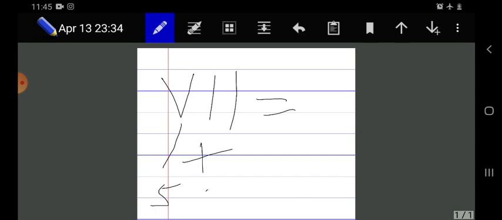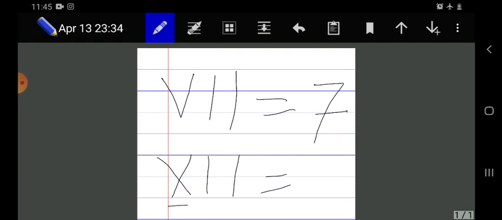The first one is VII. I is written on the right of V, so it will be added. V stands for 5, another I stands for 1, and another 1. So the total of these three is 7. Okay, second one is XII. X is equal to 10 plus 1 is 11, then 1 is 12, so it will become 12.